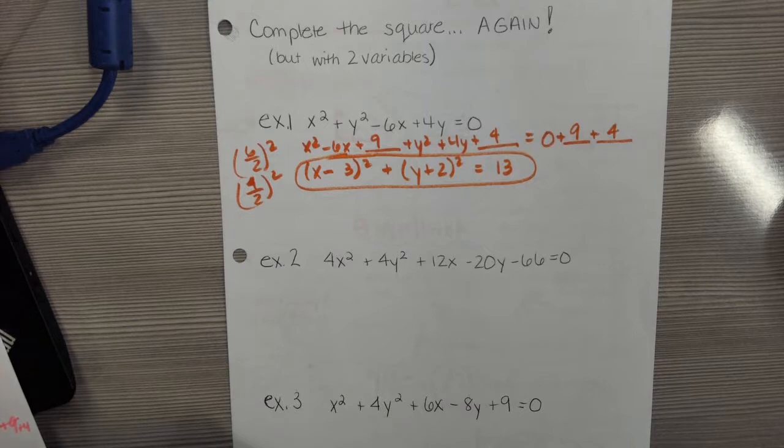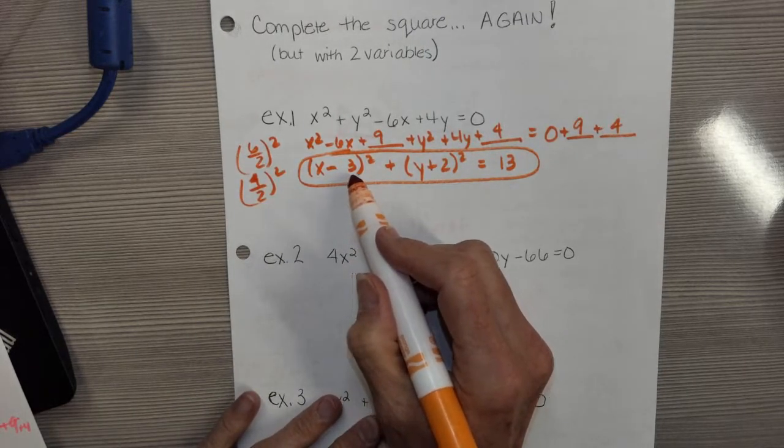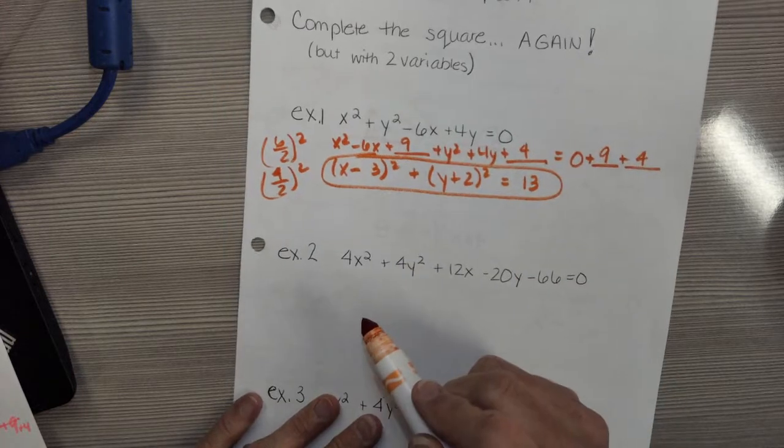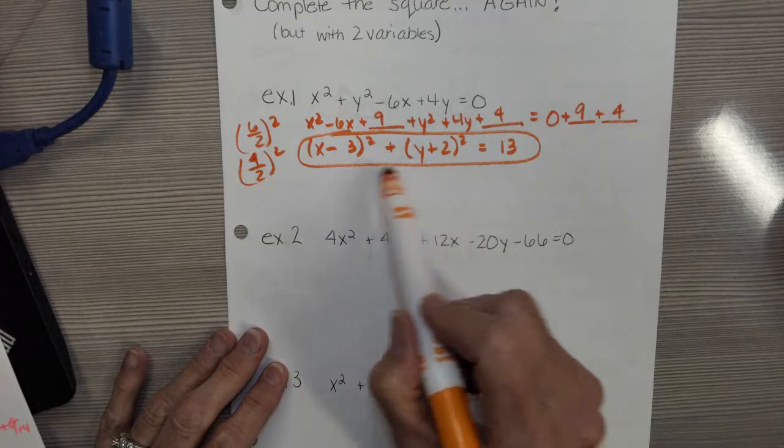This actually is a circle, if you happen to remember that. It's a circle with a center of (3, negative 2) and a radius of radical 13. But we'll work more with that later on. All you have to know today is how to get it into that form.